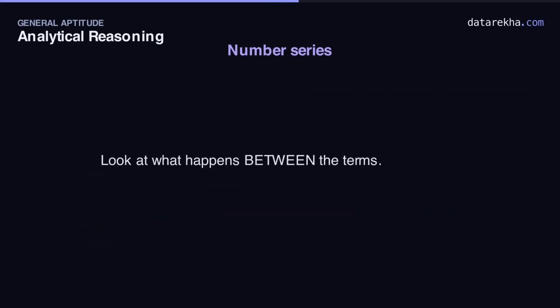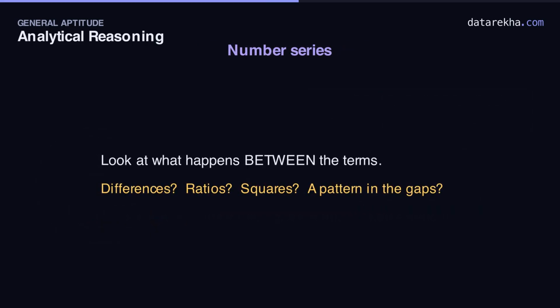Series puzzles give a run of numbers and ask for the next. The skill is to look not at the terms, but at what happens between them. Differences, ratios, squares. Find the rule in the gaps, then check it on every given term before trusting it.